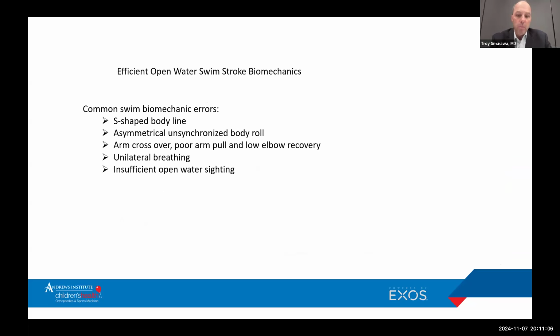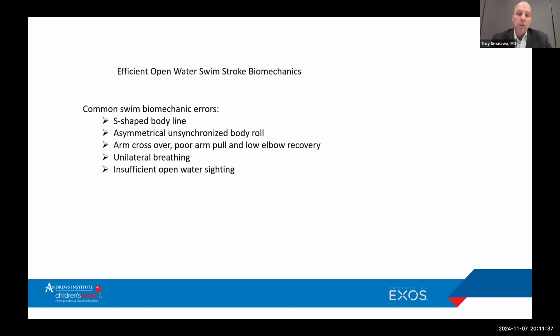So some of the common swim biomechanical errors, one is called an S-shaped body line. That's where you are asynchronous between your shoulders and your hips. And then what ends up happening is that your body is actually twisting, almost like snake-like movement. And so you end up going through the water like what we typically see a snake go through the water. So your body is twisting and turning in more of a serpentine line of swimming versus a straight line swimming.